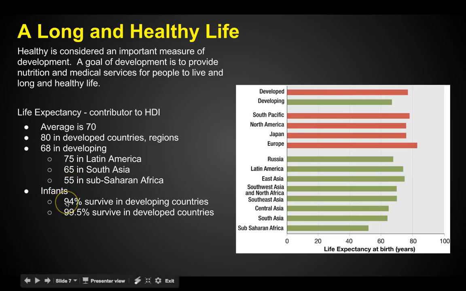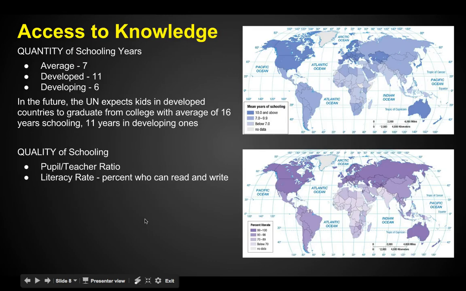Infants, 94% survive in developing countries. 99.5% survive in developed countries. So pretty much if you're being born in a developed country, the likelihood is you're going to survive as an infant. Access to knowledge. There's two parts to this: quantity and quality.